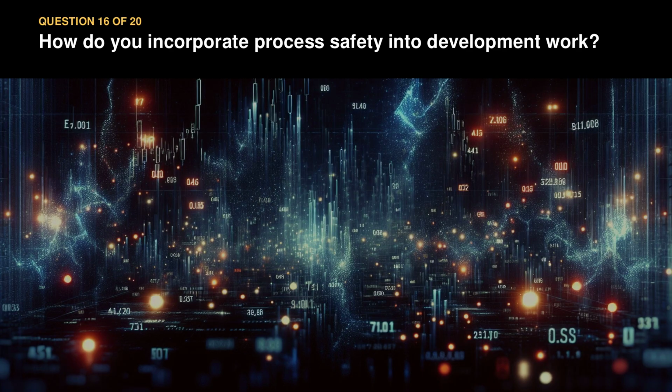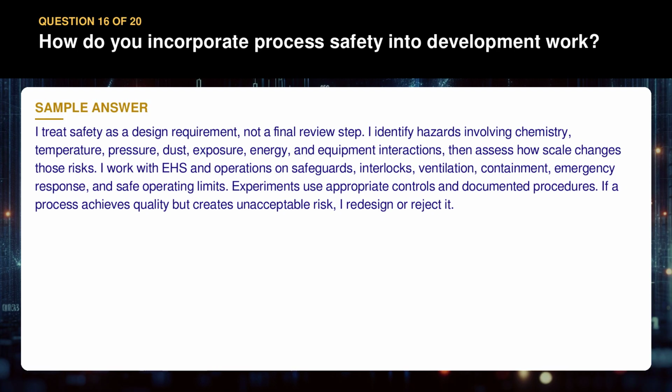Question 16. How do you incorporate process safety into development work? I treat safety as a design requirement, not a final review step. I identify hazards involving chemistry, temperature, pressure, dust, exposure, energy, and equipment interactions, then assess how scale changes those risks. I work with EHS and operations on safeguards, interlocks, ventilation, containment, emergency response, and safe operating limits.